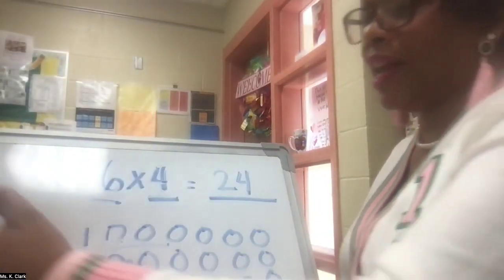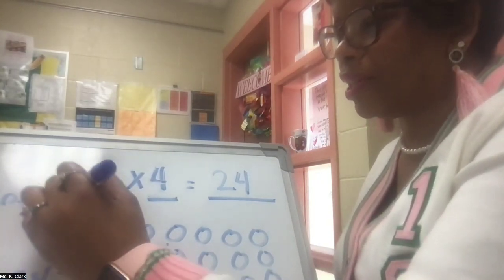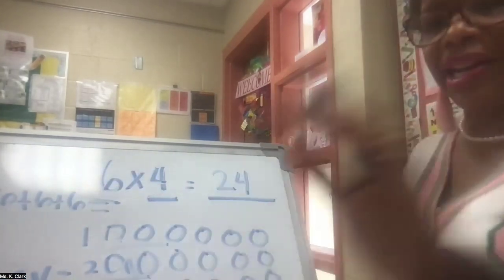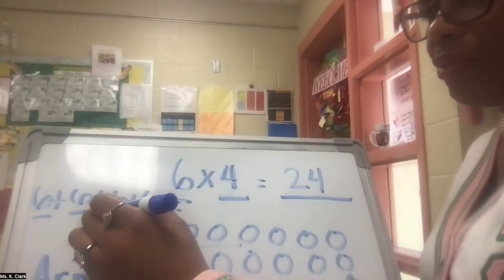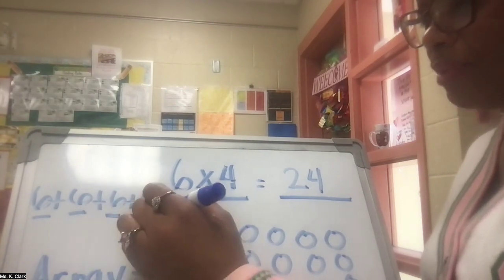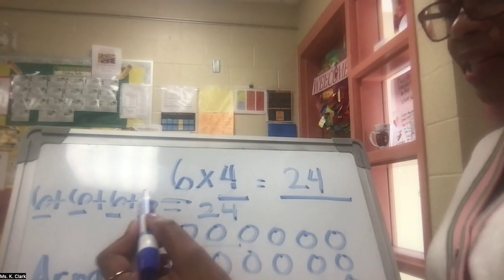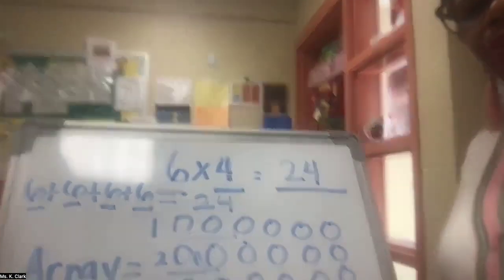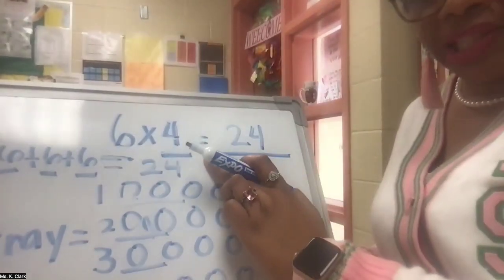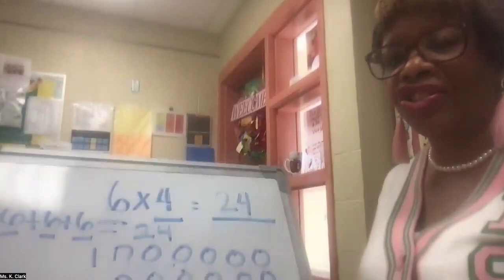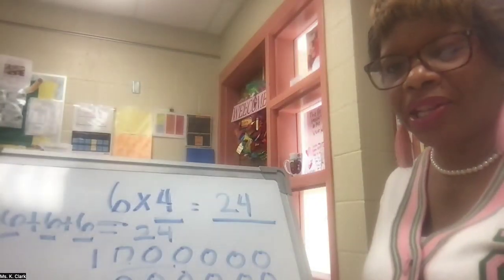Another way I can write that is 6 plus 6 plus 6 plus 6. That's the same thing as writing 6 times 4. So I can say 6 plus 6 is 12. 12 plus 6 is 18. 18 plus 6 equals 24. That's the same. 6 4 times is the same as 6 times 4. So now I've added another way that I can find the product of 6 times 4. Okay. That's just a little teachable moment right there. We're going to get a little bit deeper into that later.